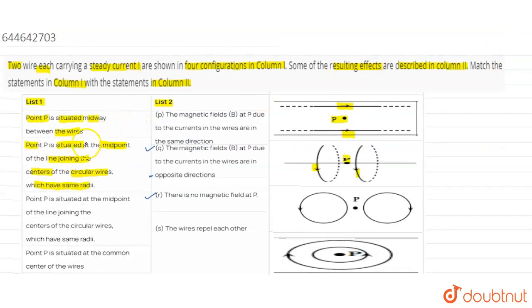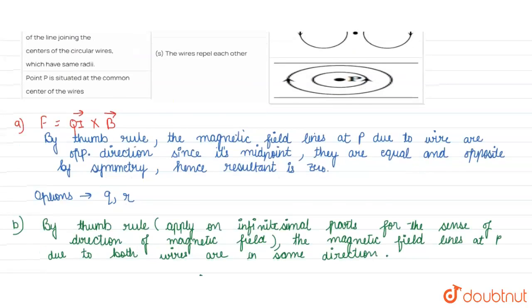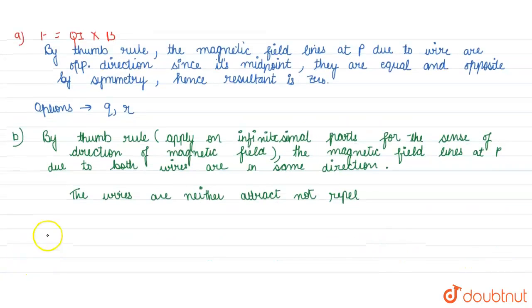So here we have this question that point P is situated on the midpoint of the line joining the centers of the circular wires. As we can see from the answer that they will neither attract nor repel, it means they are in the same direction. It means this will be true for option P. So here in options I will write option P is true.